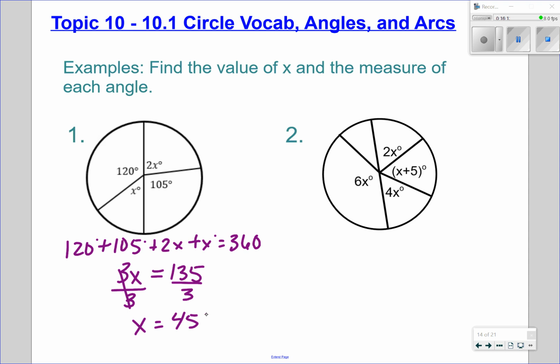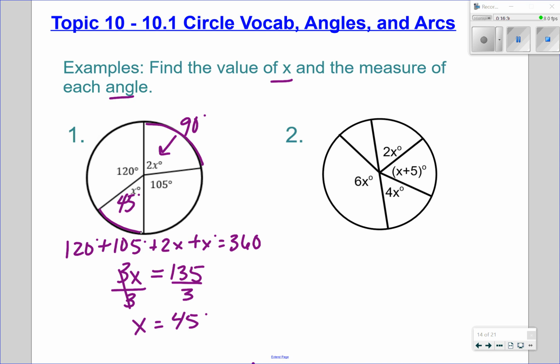So our question said find the value of x and the measure of the angles. So this angle here would happen to be 90 degrees, as well as this arc, even though they didn't ask us for that. And this angle in here would be 45 degrees. This arc would also be 45 degrees.